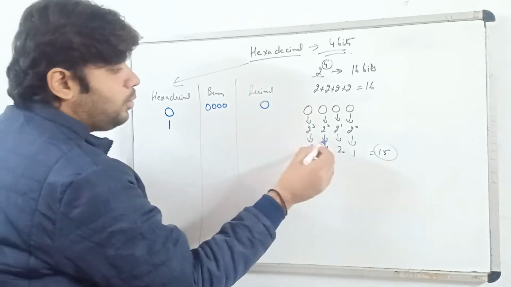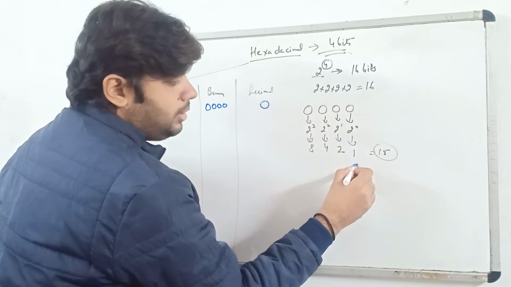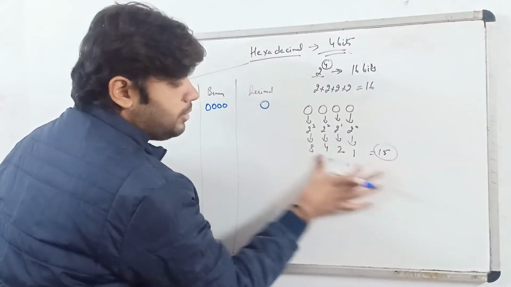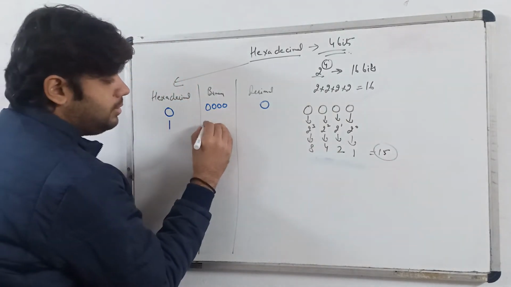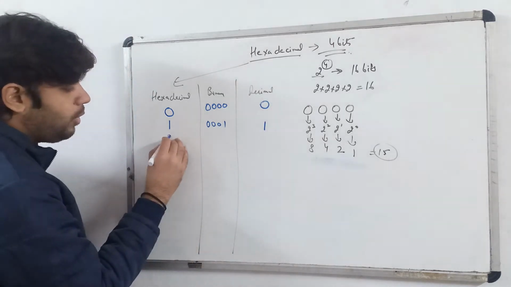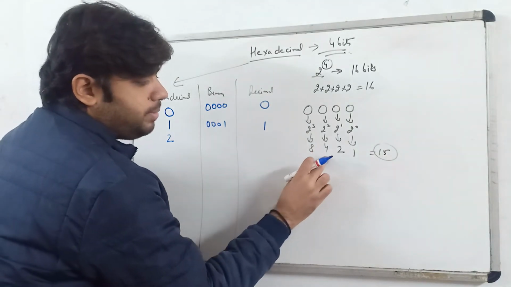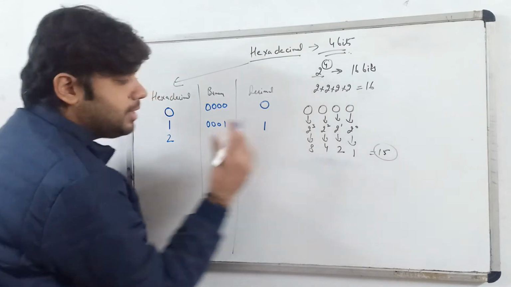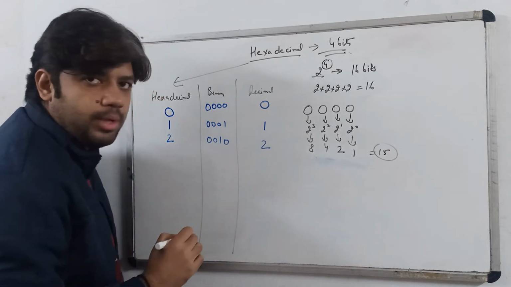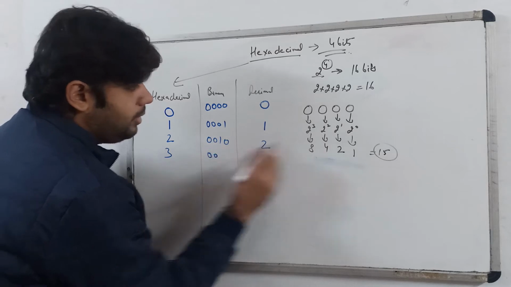If I write 1 in binary, how do you write it? I need to turn on only this bit and turn off all the other bits. So 1 is 0, 0, 0, 1 in binary, and in decimal we simply write 1. Now we'll go for 2. To calculate 2, we need to turn off this bit, turn on this bit, and turn off this bit, so it is 0, 0, 1, 0, and in decimal we have 2. Now for 3, we need to turn on 2 plus 1.